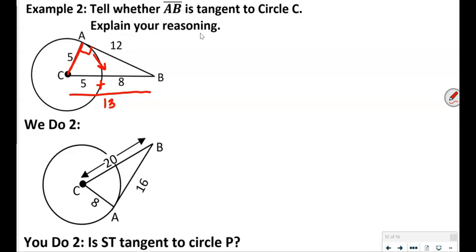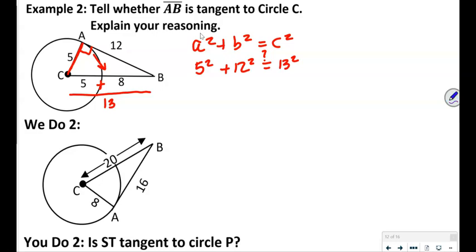So all we want to do then is do our a squared plus b squared equals c squared, right? So we're going to do 5 squared plus 12 squared. And what we want to see is, is that equal to 13 squared? If it is, then AB is tangent to the circle. And if it's not, then AB is not.